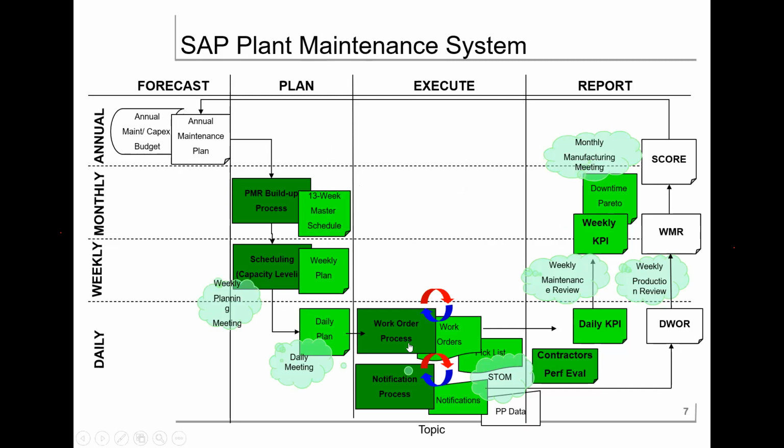After that, execution happens with the work order. After the work order, you'll have reports of the work order: how many maintenance orders happened this month, this week, this year, or for a particular equipment, how many work orders happened. So these are the kind of reports. First we'll forecast, as per the forecast we'll plan, as per the plan we'll execute, and as per the execution we get the reports. So this is the PM system.